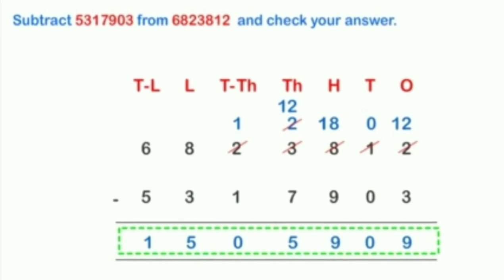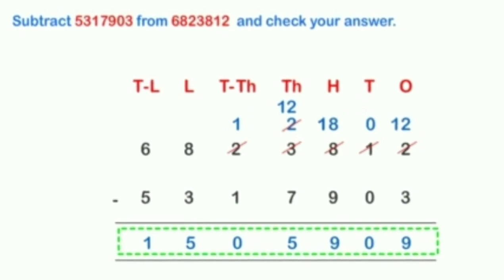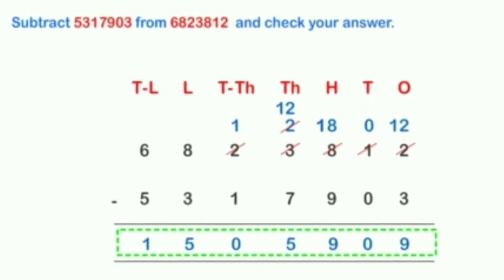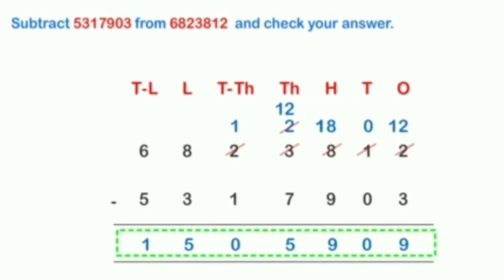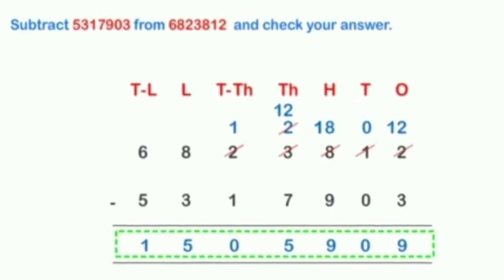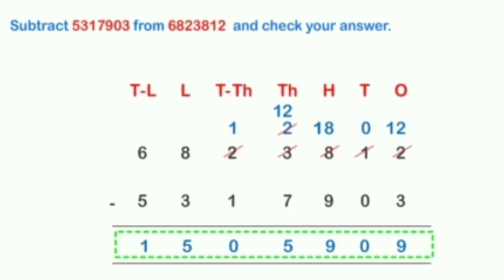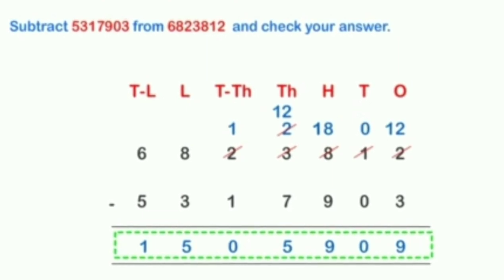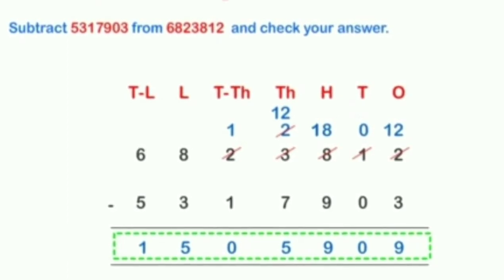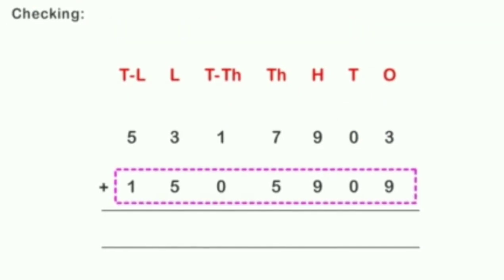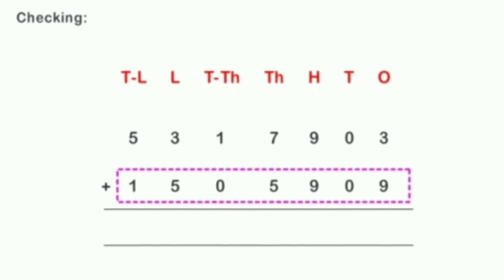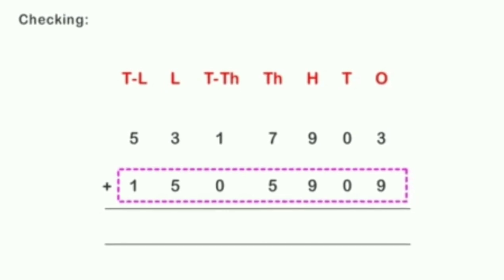Now, in the given example, you have to subtract 53,17,903 from 68,23,812. After the subtraction, you get the answer as 15,05,909. Now, what you have to do? You have to check whether the answer is correct or not. You just have to write the subtrahend first of all, and after that you have to add the difference to it so that you will get the minuend.